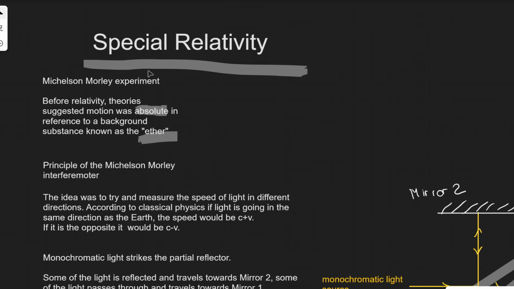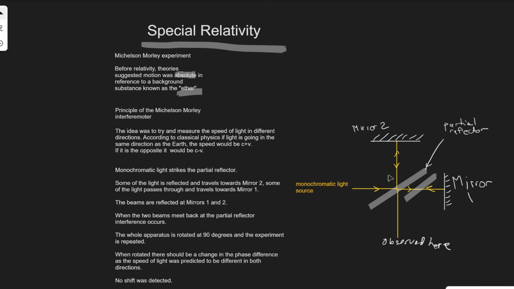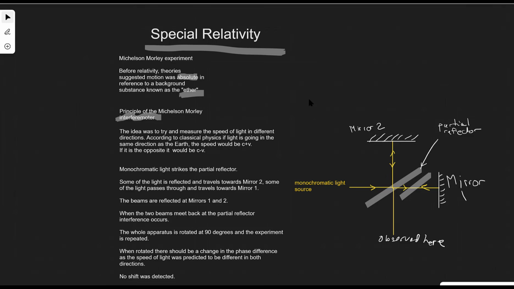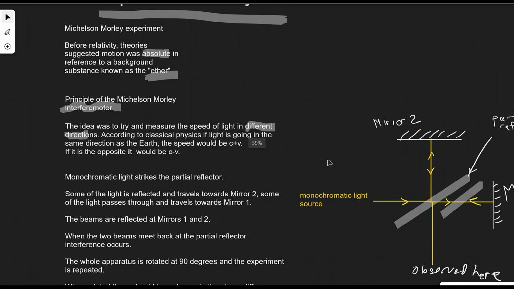Now, Michelson-Morley decided to test that using this experiment here. And here is the principle of the Michelson-Morley interferometer. The basic idea is to try and measure the speed of light in different directions. According to classical physics, if light is going the same direction as Earth, then the two speeds would be added. So the effective speed of light will be given by the speed of light in a rest frame plus the speed of the Earth that's actually rotating. If it's the opposite, we would need to take them away.